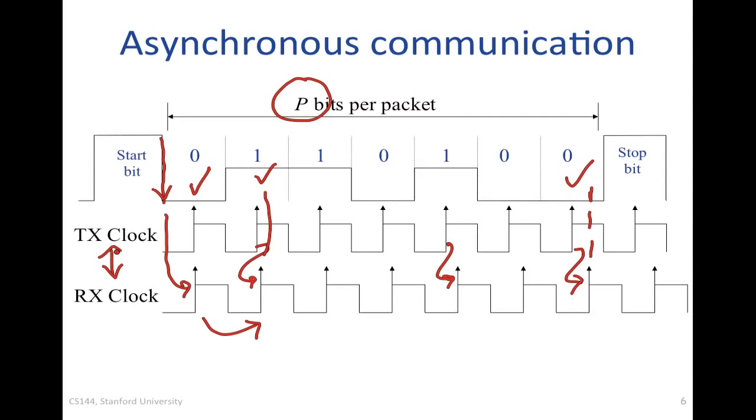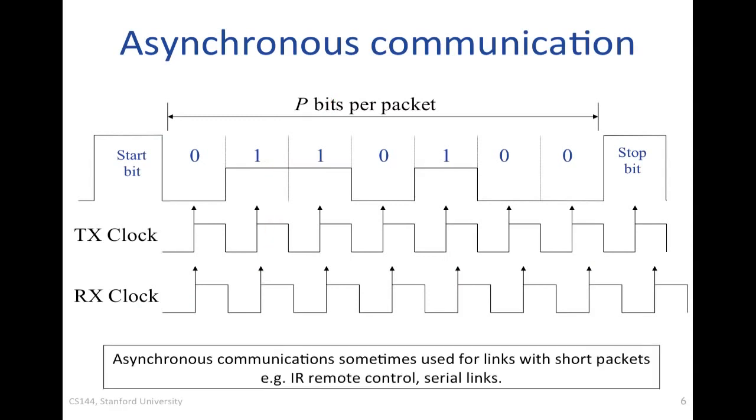In practice, though, this doesn't work very well for long packets because we'd like P to be thousands or hundreds of thousands of bits. And we would have to make the tolerance of the receive clock so tight that this would not be practical to do in a real system. So asynchronous communication is sometimes used for links with short packets, infrared remote control or serial links, or for example, those connecting directly to a printer locally.